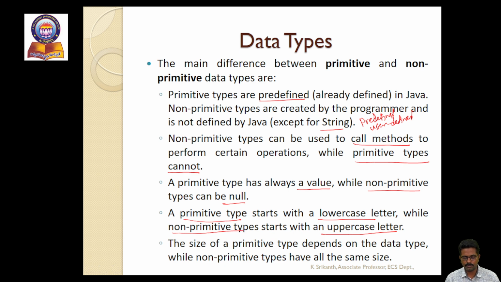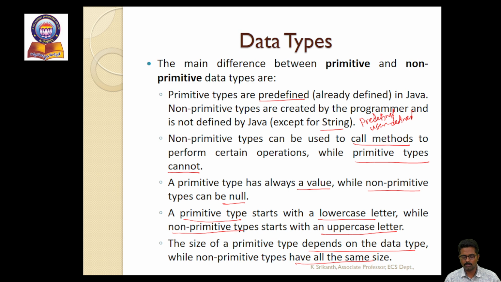The size of a primitive data type depends on the type of data you are using. If it is a byte, it needs 1 byte of space, short 2 bytes, integer 4 bytes, and long 8 bytes. Float 4 bytes, double 8 bytes, char 2 bytes, and boolean 1 bit. While non-primitive data types all have the same size based on the type of the class or the type of array you are working with.